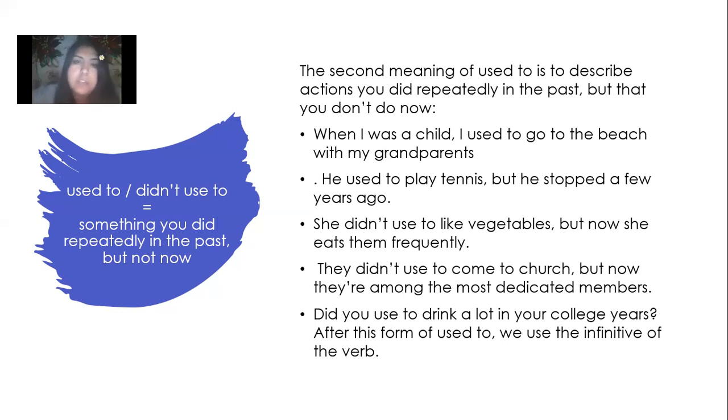The first example here says, when I was a child, I used to go to the beach with my grandparents. The second one says, I used to play tennis, but I stopped a few years ago. The third one says, she didn't use to like vegetables, but now she eats them frequently.